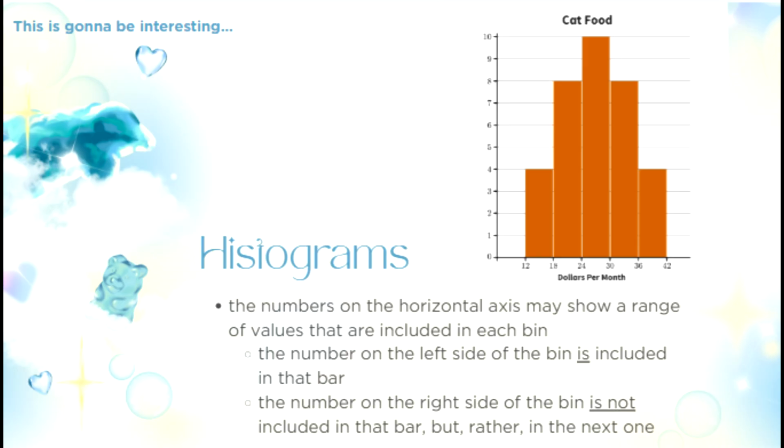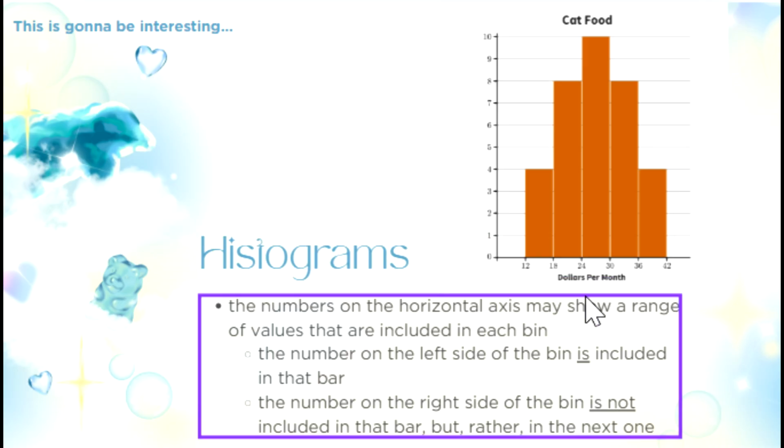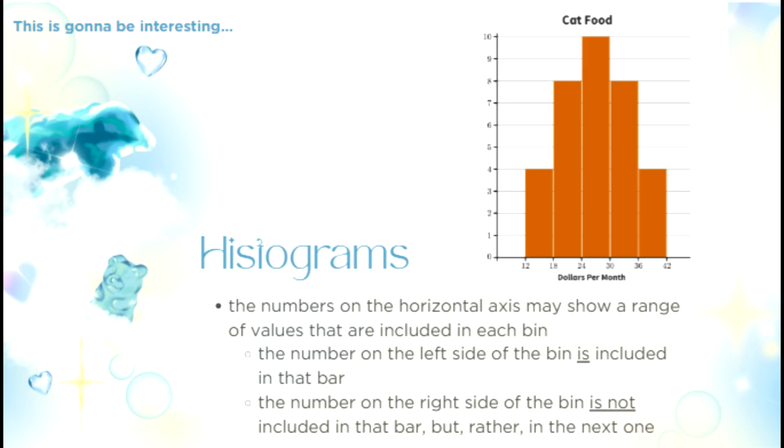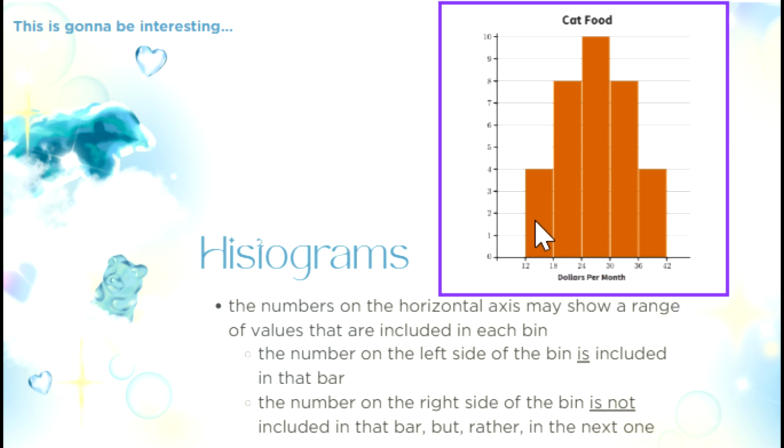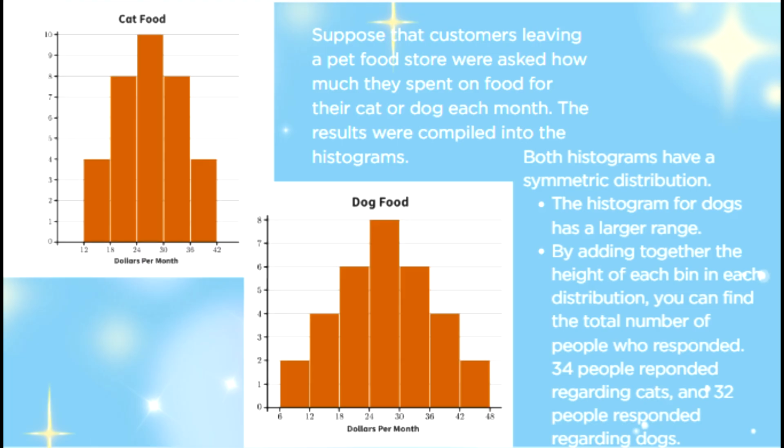For histograms, the numbers on the horizontal axis, which is this one on the bottom, may show a range of values that are included in each bin. The number on the left side of the bin is included in that bar. The number on the right side of the bin is not included in that bar, but rather in the next one. So if I had the value of 12, it would be in this bar. 12, 13, 14, 15, 16, and 17 are in this one, but if I had 18, it's going to go into this next category right here.